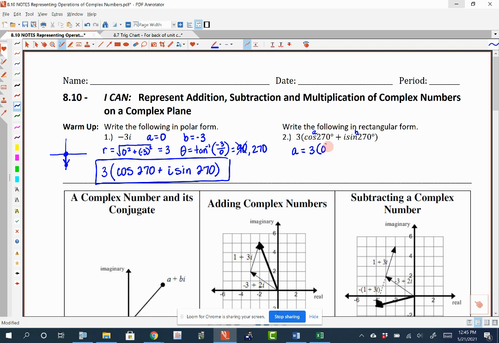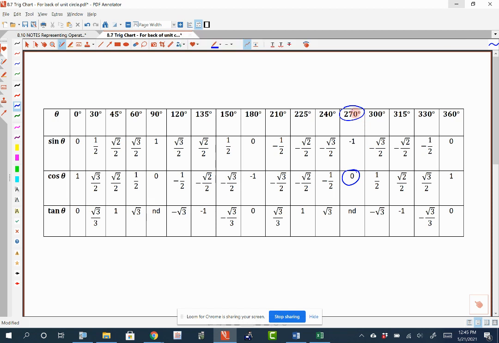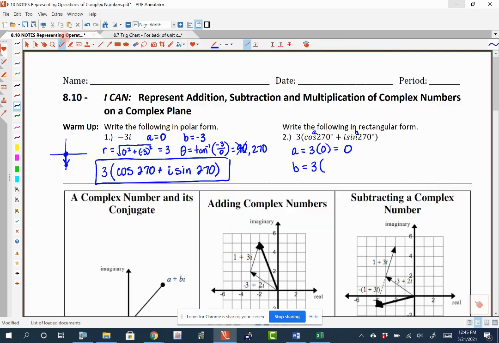Cosine of 270 is 0, which means my real value is 0. And my imaginary, so again, we still have our radius, but times the sine of 270. So again, the 270 column, but the sine of 270 would be a -1. So our imaginary value is that -3. So as rectangular coordinates, real, comma, imaginary, there is our complex number in rectangular form. So let's go ahead and look down below.